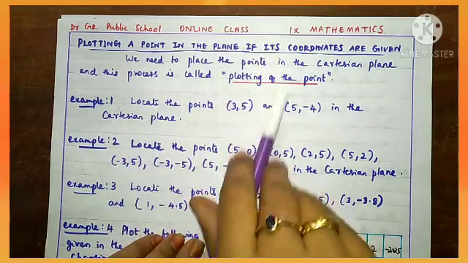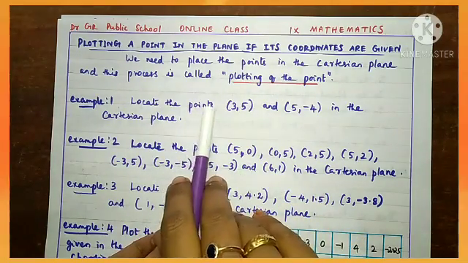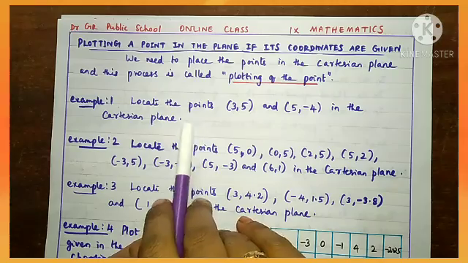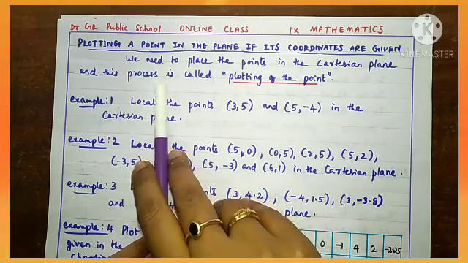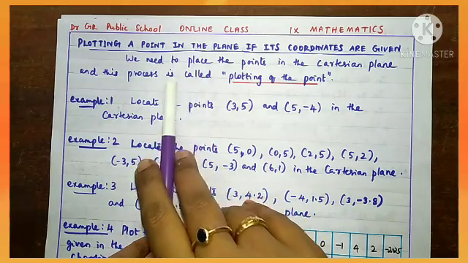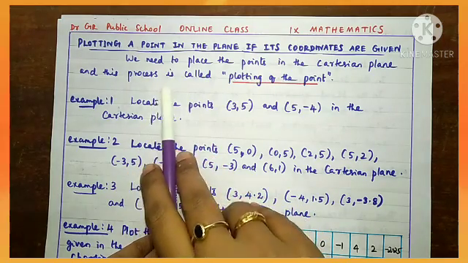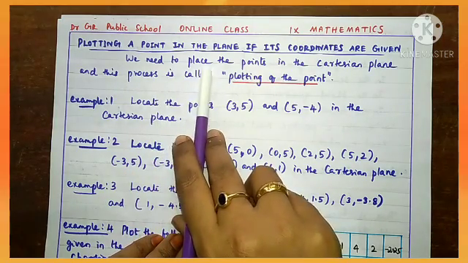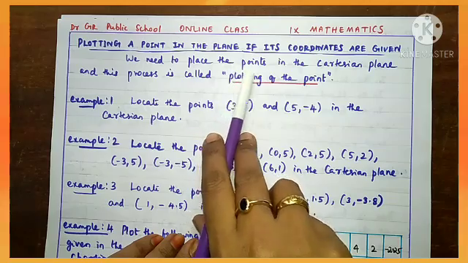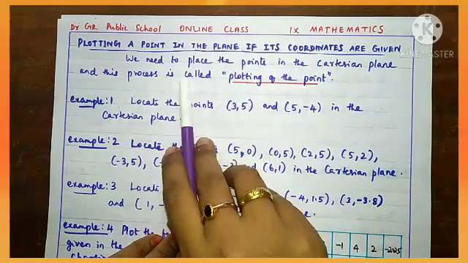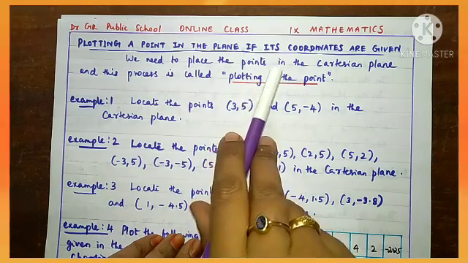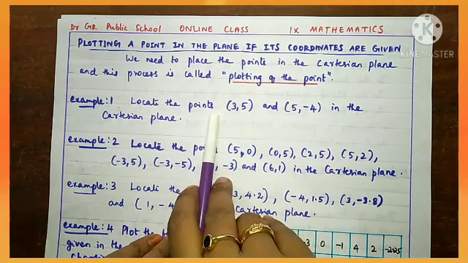Okay, so what does Cartesian plane mean? X and y axis with 4 quadrants. So in this Cartesian plane, whenever a point is given, how do we place the point in the Cartesian plane? That process is called plotting. We want to plot the point in the graph.